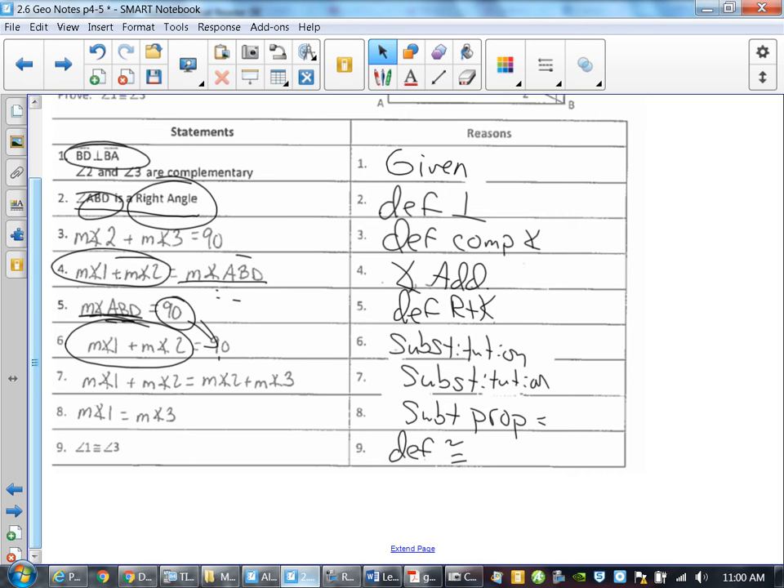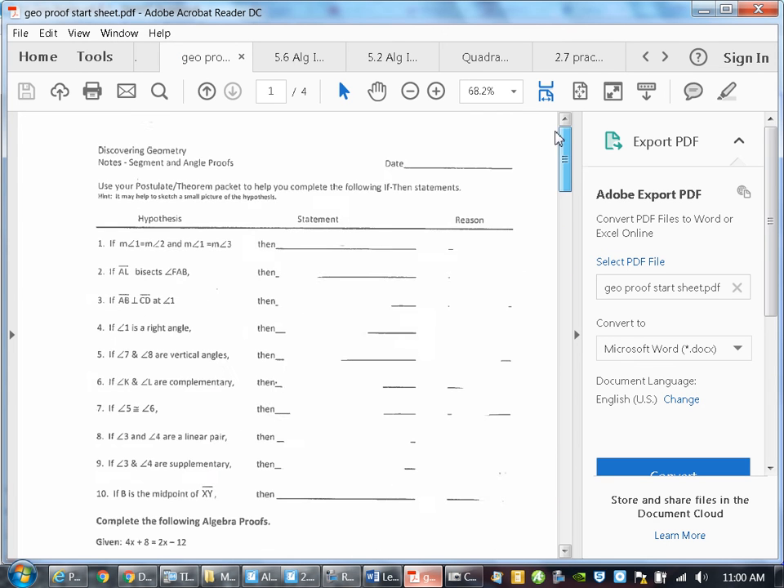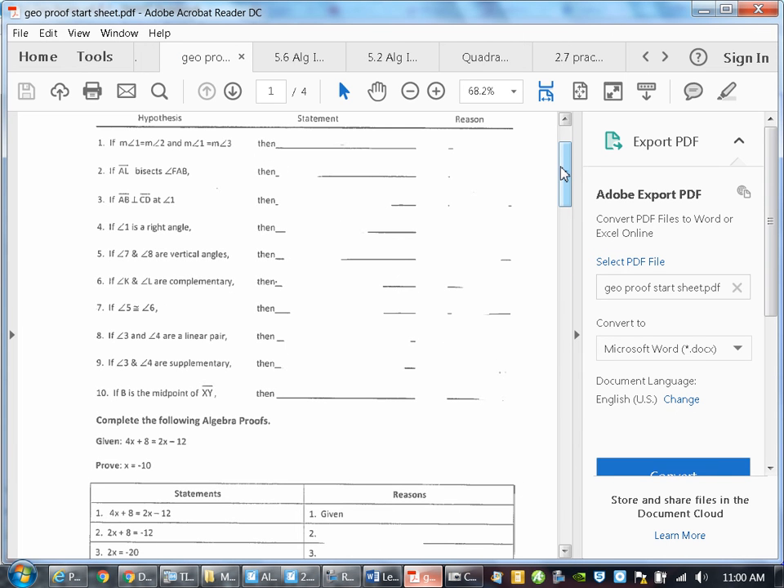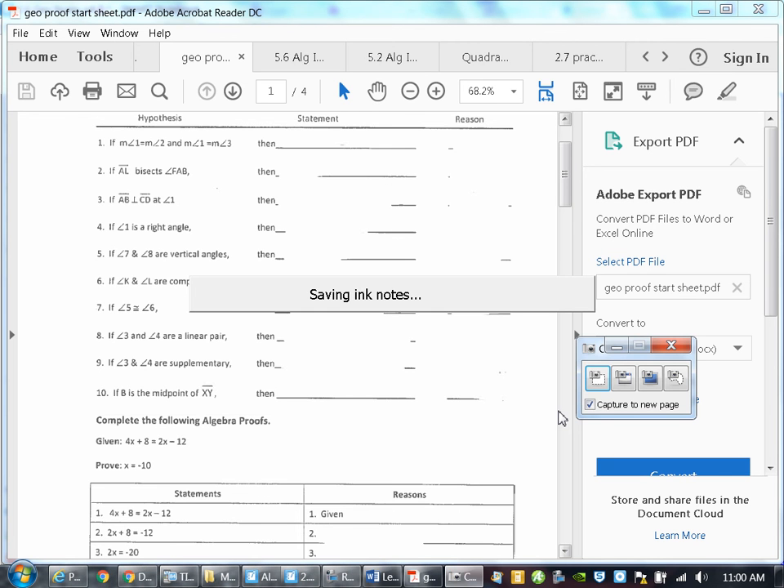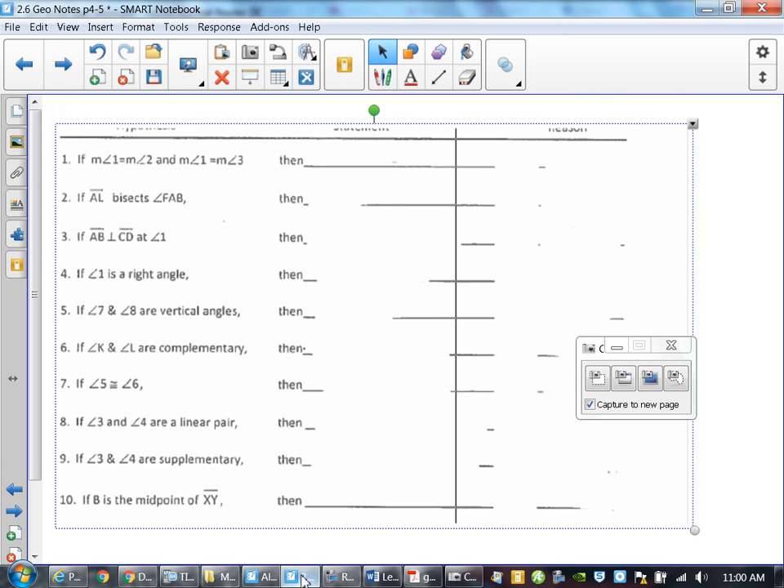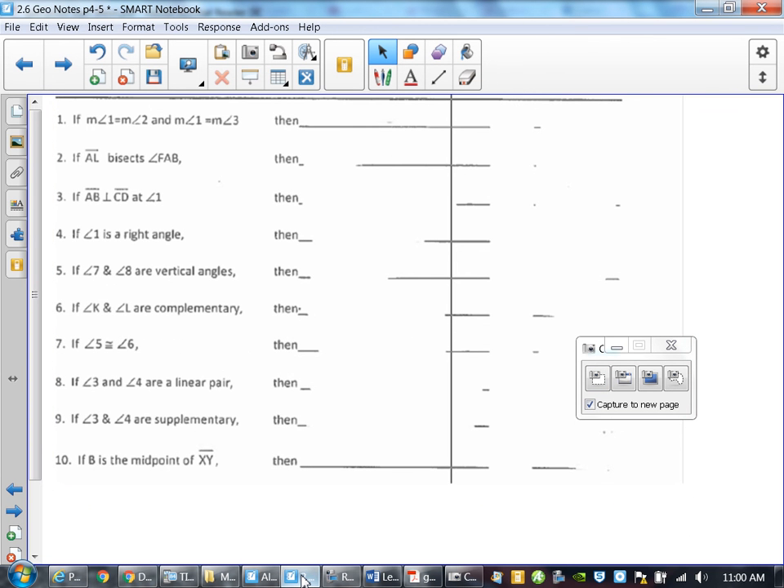What I want you guys to do this weekend is flip to the very front page. On the front page, there are 10 statements, 10 givens, if you want to think of it that way. What I want you to do is figure out, well, if angle 1 equals angle 2, and angle 1 equals angle 3, what could I say from that? Angle 2 equals angle 3. Why? What's your reason? Very good.